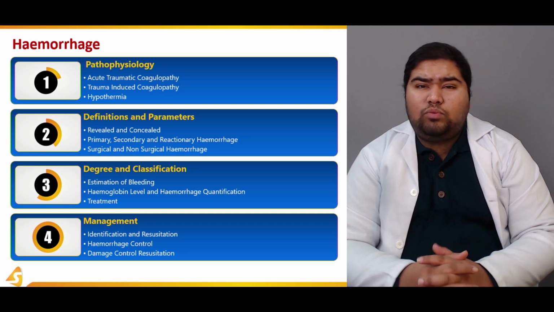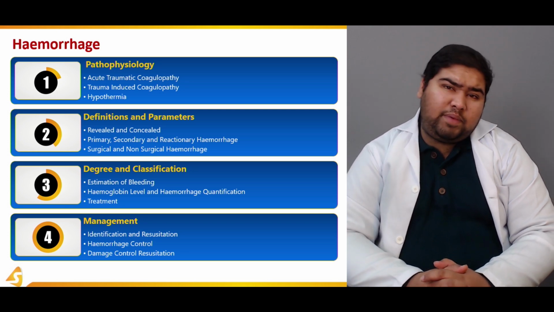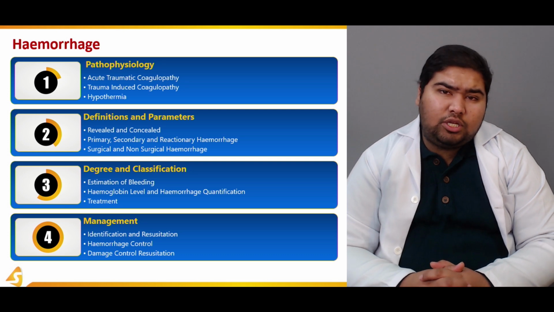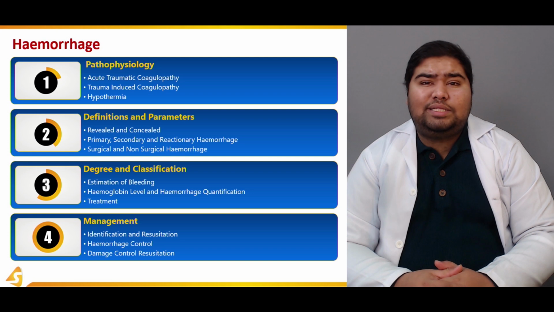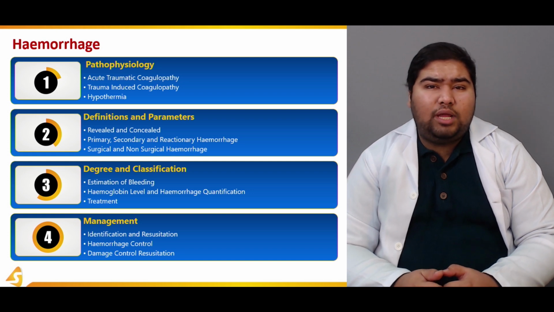In the second section, we'll talk about various definitions and parameters of hemorrhage. We'll see what the different types of hemorrhage are. We'll see why the types are important, and we'll talk about the management of these types.